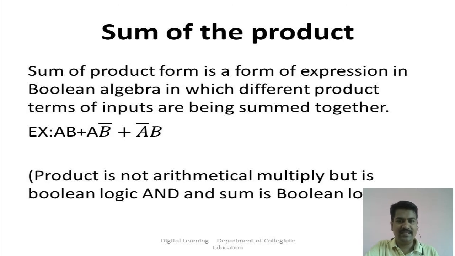I have given you an example of this. AB is one product term, a fundamental product term. A B bar is one more fundamental product term. A bar B is one more fundamental product term. All these product terms are summed together, added together, to give an expression, and this expression is called sum of the product. First we do the product and then we do the summing. First we do the ANDing and then we do the ORing.